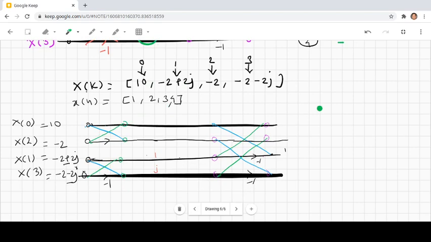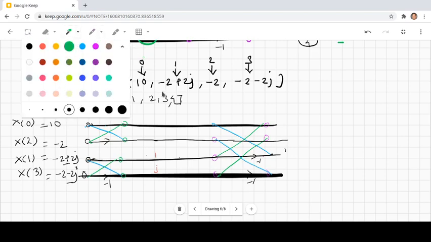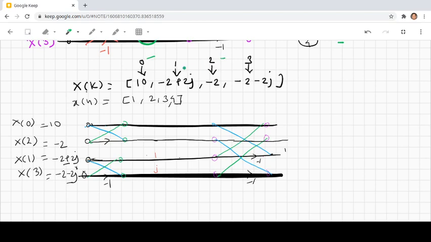First of all, rearrange the DFT coefficients in bit reverse order. First of all 0, then 2, that is 10, followed by -2, then -2 plus 2j, followed by -2 minus 2j. So this is the bit reverse order that we have followed.